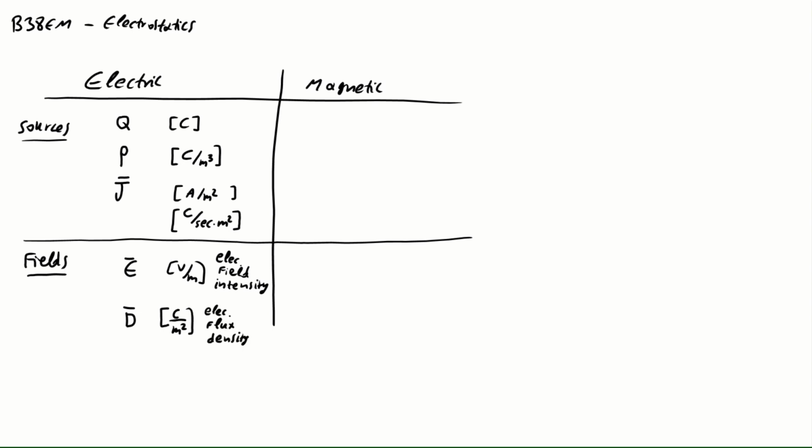In a similar way, we have magnetic sources and magnetic field quantities. A magnetic charge, Q sub m, would be measured in Webers. A magnetic charge density, ρ sub m, would be Weber per meter cubed. And we also have the magnetic current density, M. And let's leave this unit empty for now.